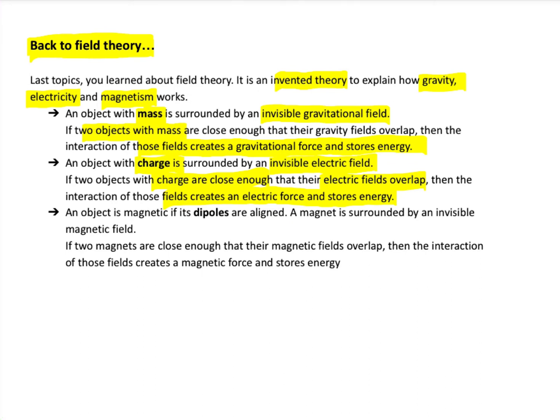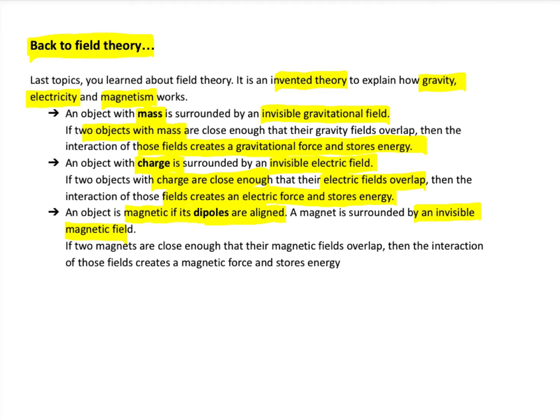The last one, even more complicated, is magnetism. We're going to go with this kind of outdated but simple model that an object is magnetic if the dipoles in the object are lined up. So if dipoles in a material are lined up, then that material is a magnet, and the magnet is surrounded by an invisible magnetic field. So it's a little bit more complicated as to why we have a magnet.